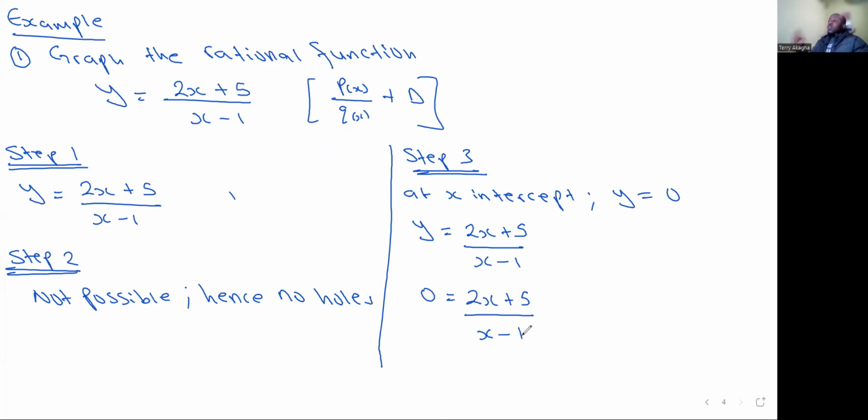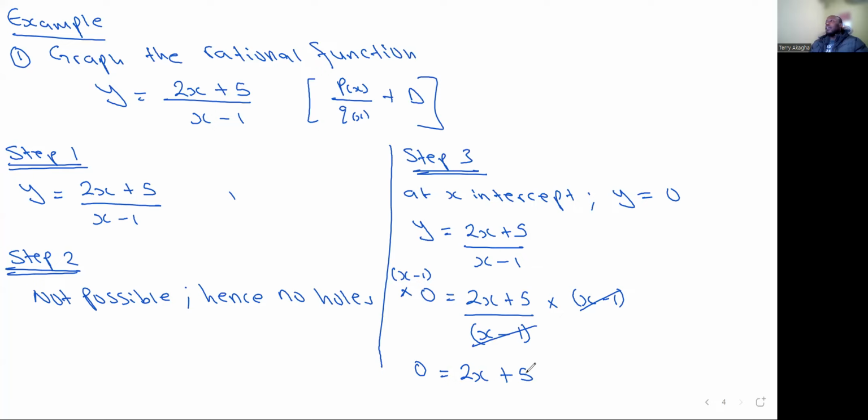All right? So what's the next step? In order to remove this fraction, I'm going to multiply both sides by x minus 1. This will cancel this out. X minus 1 multiplied by 0 will still give me 0, so 0 will be equal to 2x plus 5. Okay? Then we're having this here.